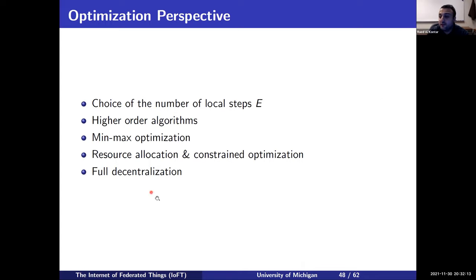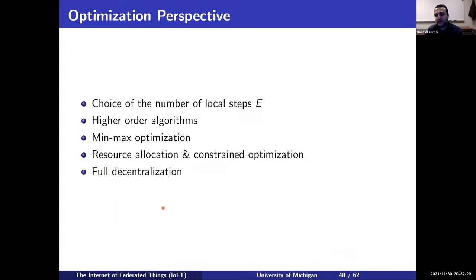And finally, how to do a full decentralization. If I want to remove completely the dependence on a cloud or a global orchestrator, how to achieve that? Those are some very open questions. And again, I want to mention that we have only scratched the surface.